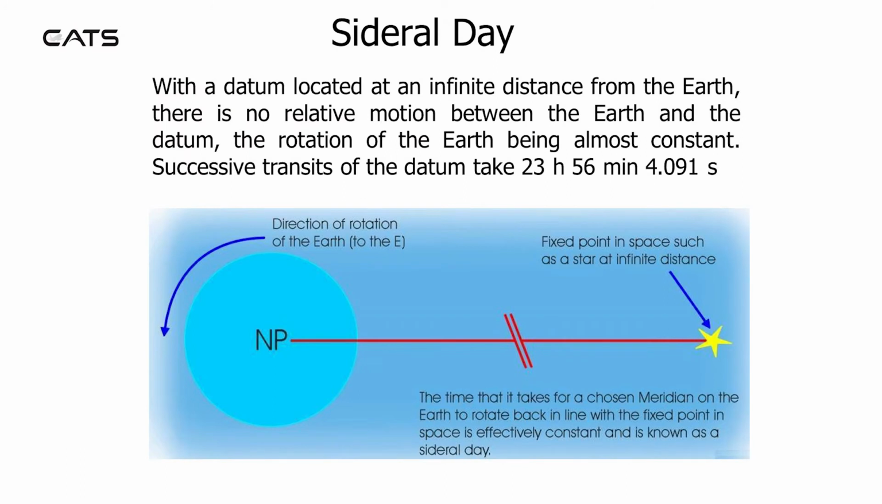The sidereal day. With a datum located at an infinite distance from the Earth, there is little relative motion between the Earth and the datum, the rotation of the Earth being almost constant. Successive transits of the datum take 23 hours, 56 minutes, 4.091 seconds.